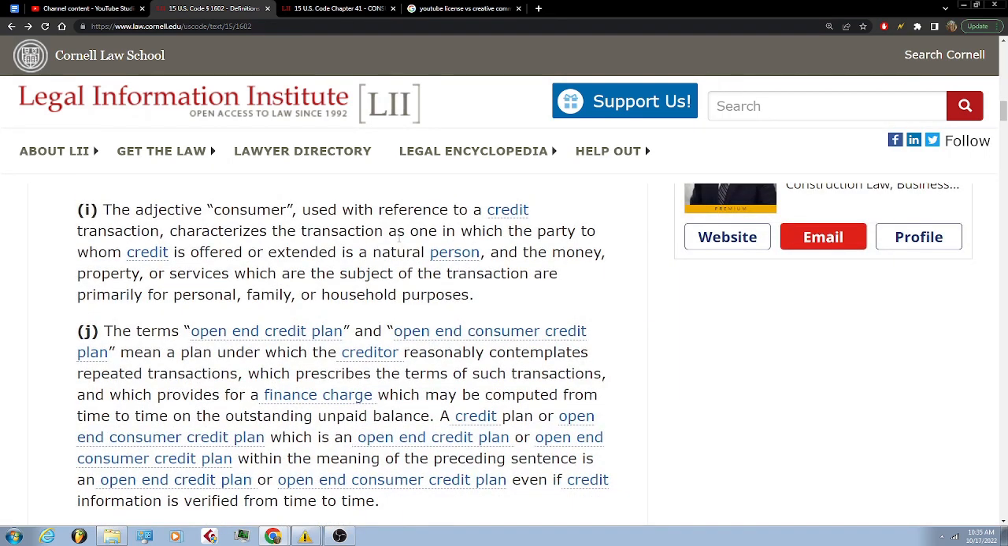The adjective consumer, used with reference to a credit transaction, characterizes the transaction as one in which the party to whom credit is offered or extended is a natural person, and the money, property, or services which are the subject of the transaction are primarily for personal, family, or household purposes.